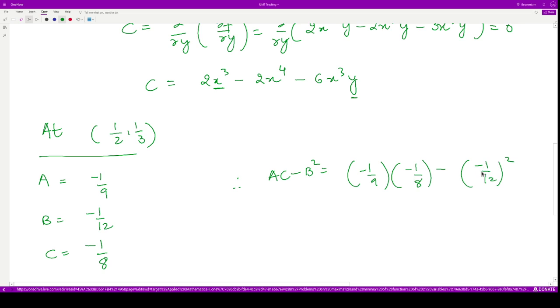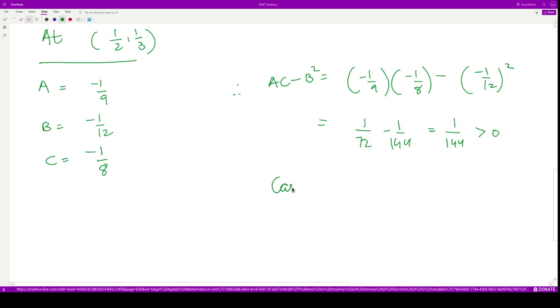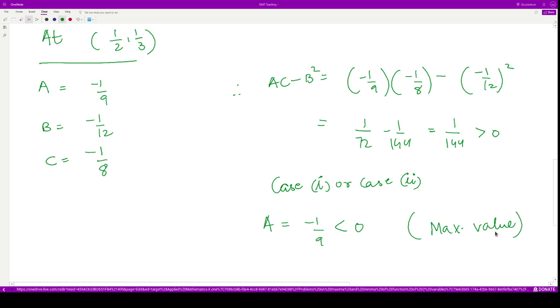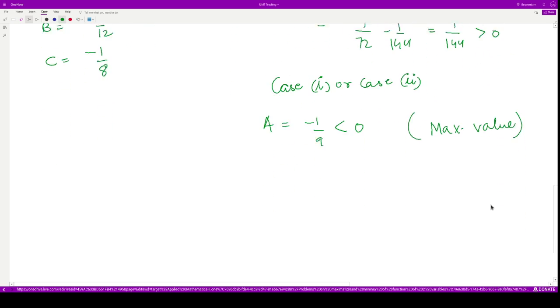So this quantity is equal to 1 by 72 minus 1 by 144, and this comes out to be 1 by 144, which is greater than 0. This is a positive quantity. So if this is positive, that means we are in case number 1 or case number 2. For the next condition, we look at A. A is minus 1 by 9, which is a negative quantity. Because this is negative, we have a maximum value at this particular point. So this is the maximum value.